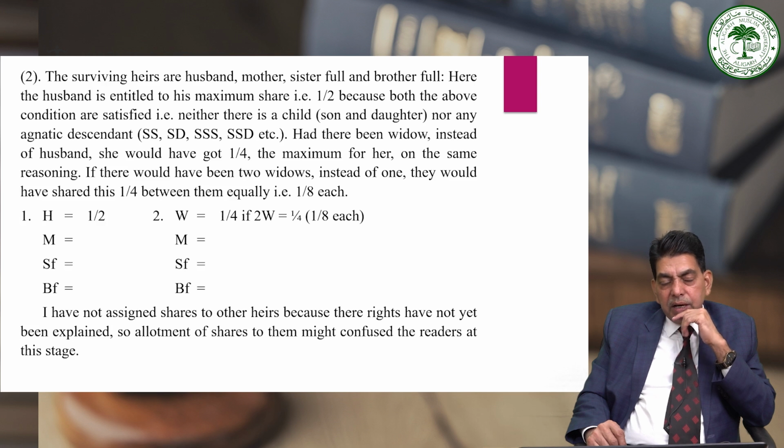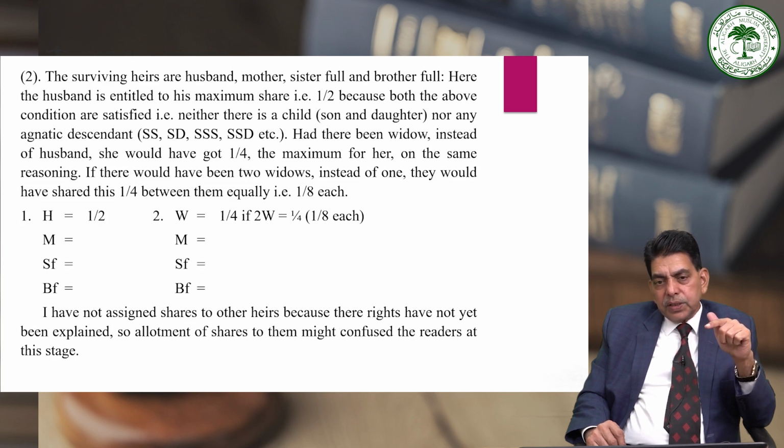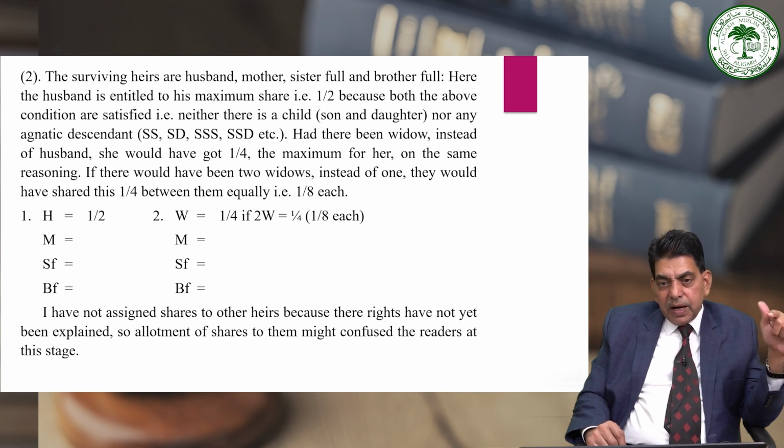The reason is that there is a rule. Because of the rule she is entitled to 1/4, that is maximum. The reason is that there is no one from the category of the children of the deceased, and there is no one from the category of the agnatic male or female descendants of the deceased. Both the conditions are fulfilled. Therefore, here the surviving spouse will be entitled to the maximum quota of the share. Since the surviving spouse is the widow, she will take the 1/4.